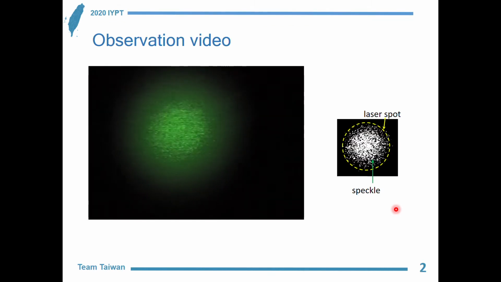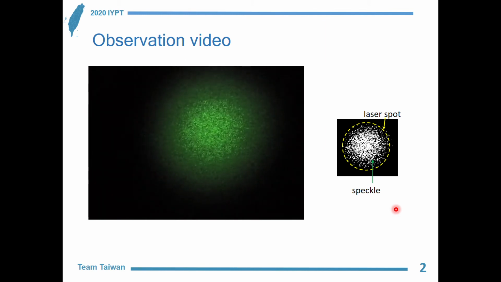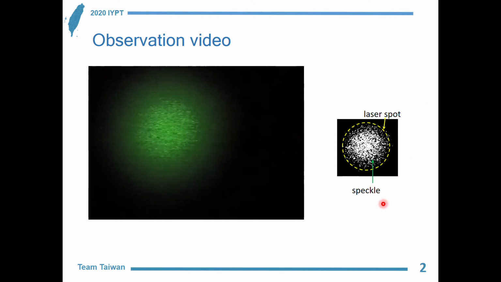As you can see in the video, as we are moving the camera back and forth horizontally, the laser spots and the speckles, which are these numerous little spots in the region of light, will both move accordingly, as the speckle seems to move faster than the laser spot.